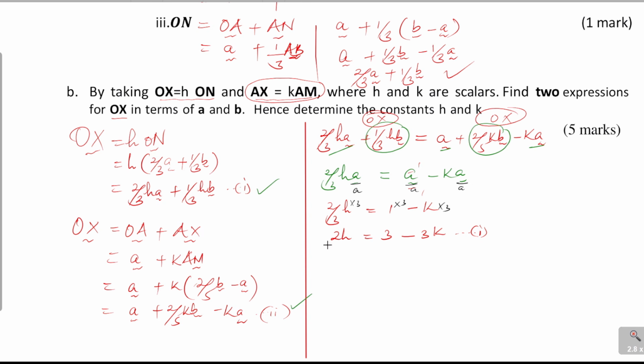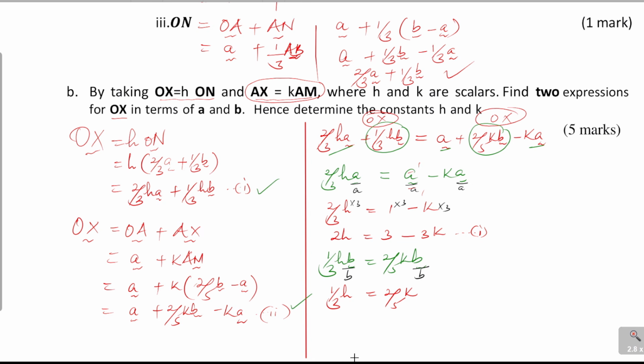So we have a third HB is equals to 2/5 KB. Those are the only ones. From the left hand side we have a third HB. The right hand side we have 2/5 KB. Then divide all through by vector B, so that you have a third H is equals to 2/5 K.